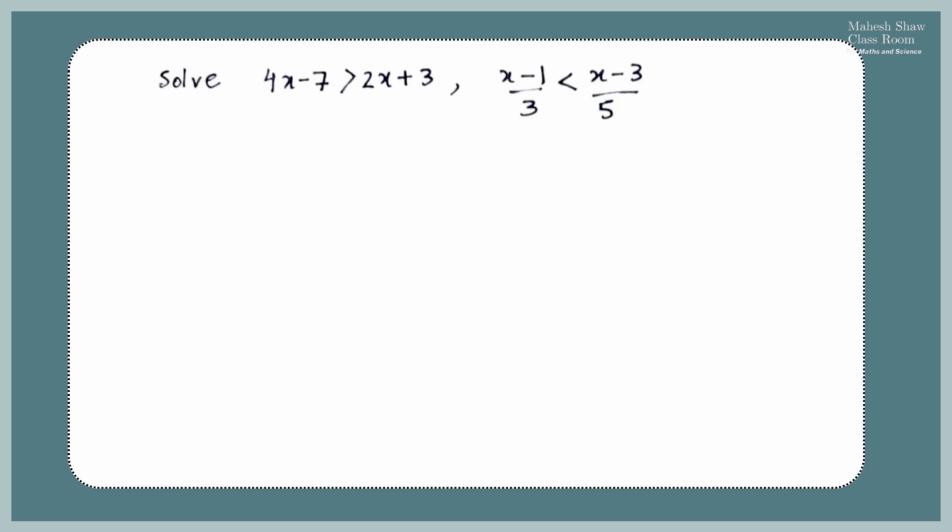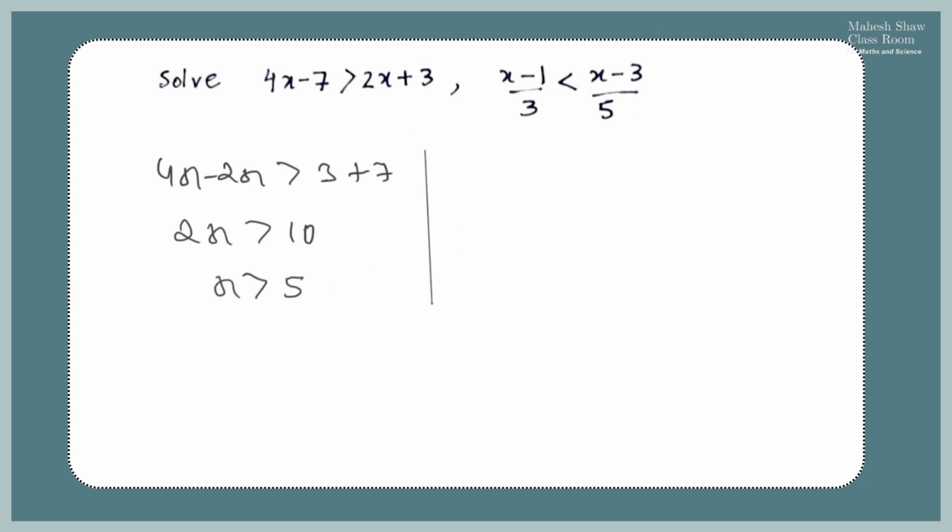In the next part, we have to solve these two inequations simultaneously. So in the first part, if I transpose 2x to the left hand side, I can write this as what? 4x minus 2x is greater than 3 plus 7, transposing negative 7 to the other side. So this is how much? This is 2x greater than 10. So x is greater than 5.